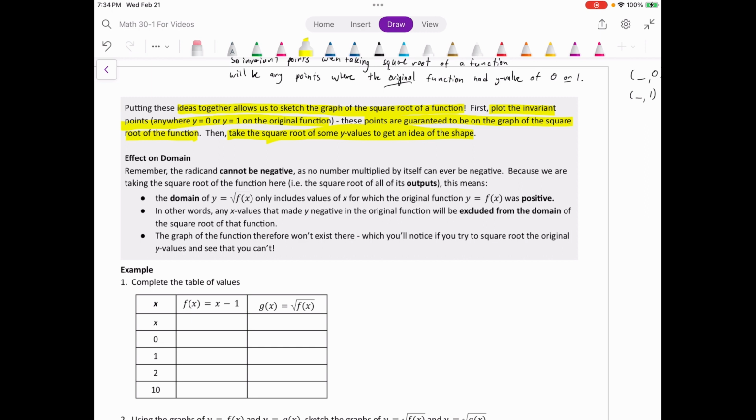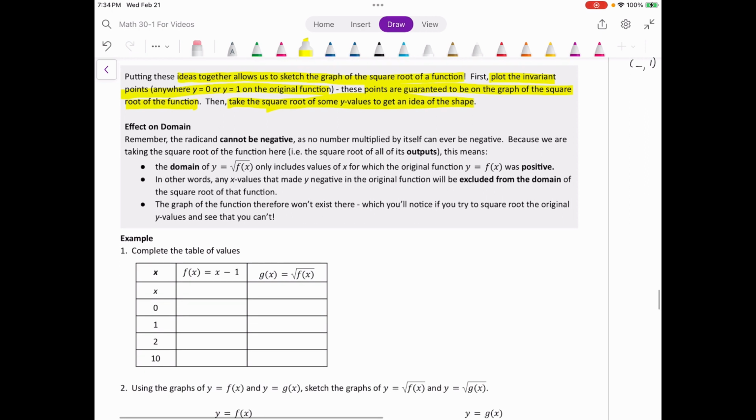Last thing we'll talk about before we jump into some examples here, the effect on the domain. Now this is important to think about. Remember, we're taking the square root of the function. We're taking the square root of the y values. What can we never take a square root of? A negative.